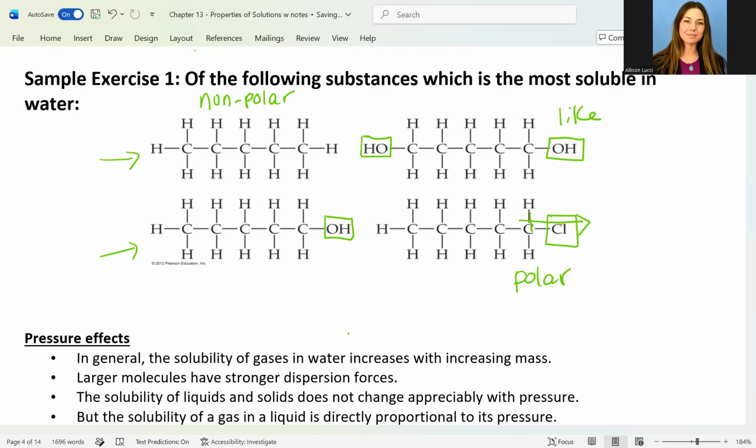it cannot hydrogen bond. So I'm going to eliminate this choice because it's nonpolar, this choice because it's polar, but it can't hydrogen bond. And then lastly, I'll eliminate this choice because it can only hydrogen bond in one location. So this compound up top here will be the most like water, so it will be the most soluble.